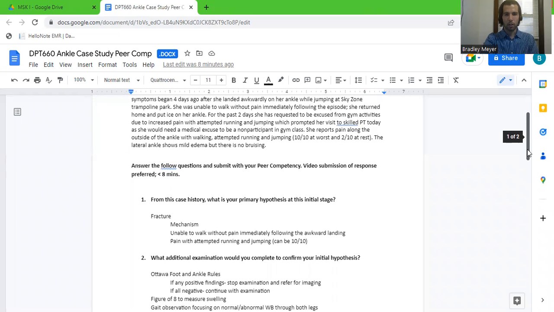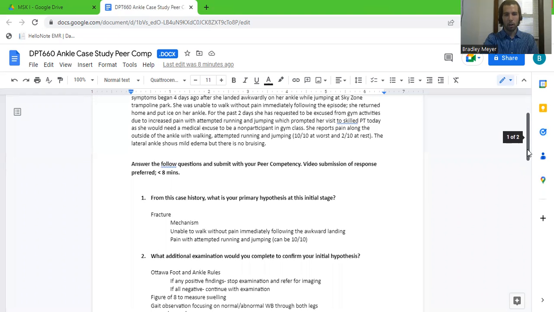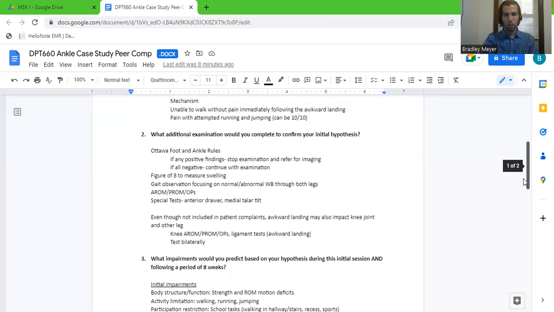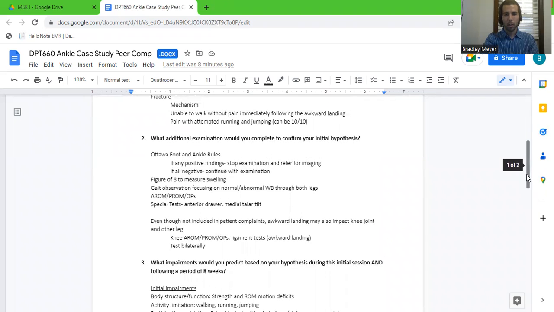And then similar to that, she has a 10 out of 10 pain when she tries to run or jump. So then, since I do suspect a fracture, I would include the Ottawa ankle and foot rules in my examination. And if I do find any positives, then I would stop the examination and refer for imaging so that I don't make anything worse. And if they're all negative, then I would continue screening out other possibilities.